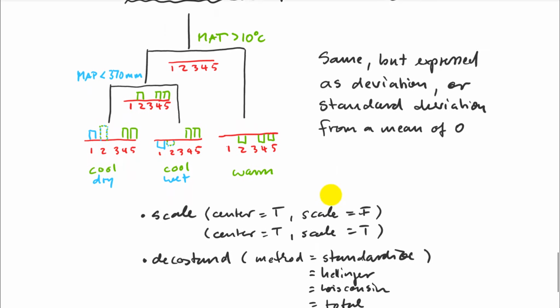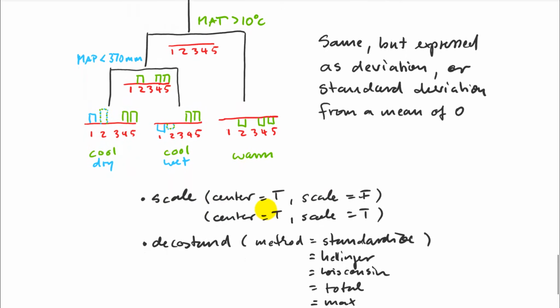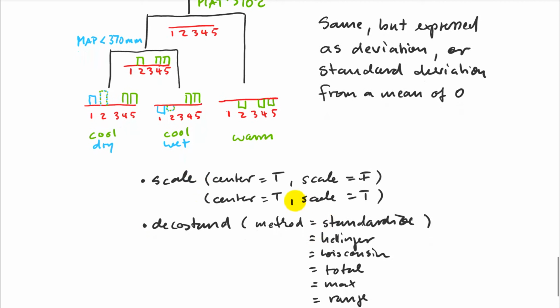And so in R, you can use the scale function to set the mean to 0, so that the center equals true. And if you want your variable units not to matter, then you can also set the scale to true. So that means divide by the standard deviation. So what that does, it weighs each species equally. So that's one option. And there are actually a bunch of other transformation options here in the vegan library.